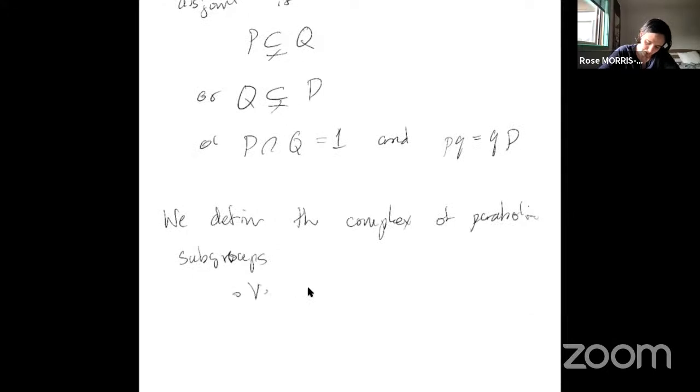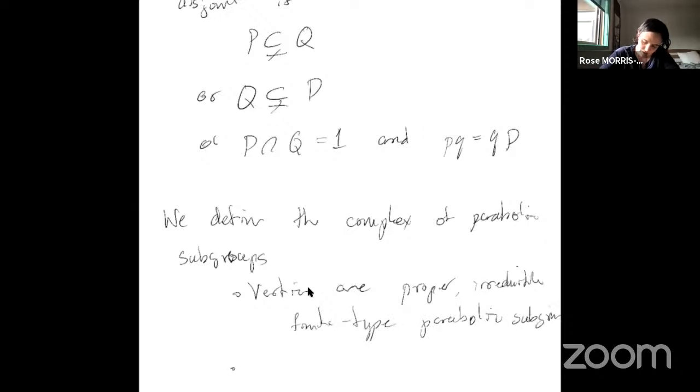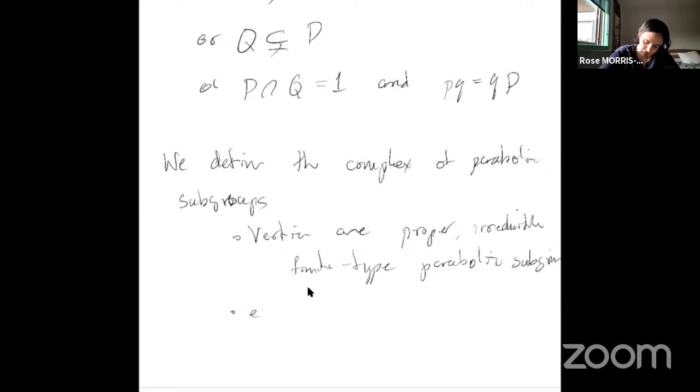So the vertices here are the proper, irreducible, finite type parabolic subgroups. I'll talk a little bit about why we have to put all of those conditions in a moment. And then the edges: I get an edge between P and Q if they are disjoint, as we've just talked about.